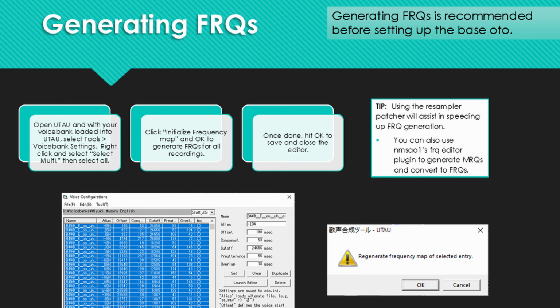I then open up the bank in UTAU and render FRQ files at this stage. Doing this before the oto means you won't get stuck rendering all the duplicates. If you'd like, you can use NMSAO1's FRQ editor plugin and render MRQ files and convert them to FRQs.